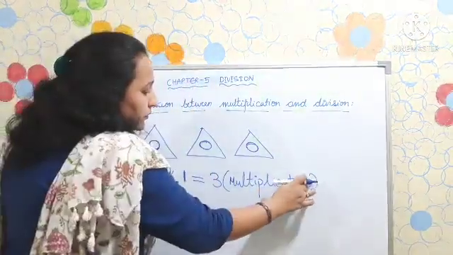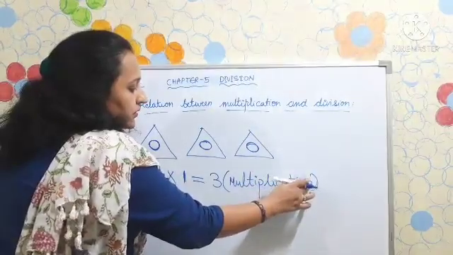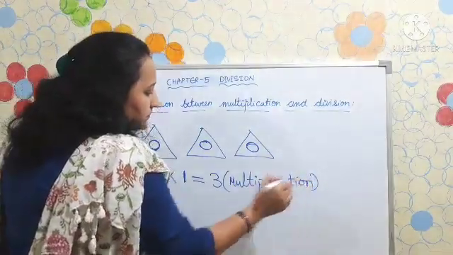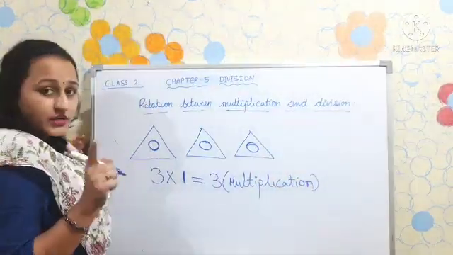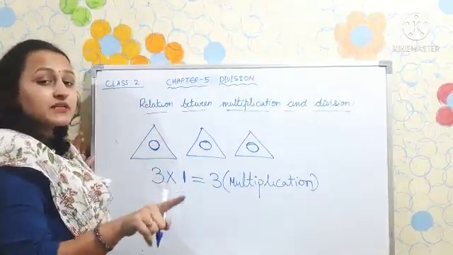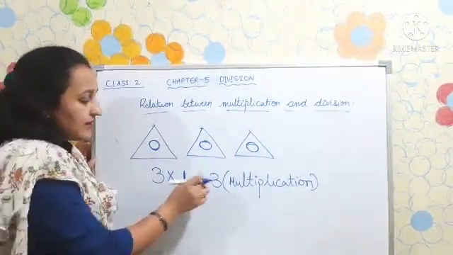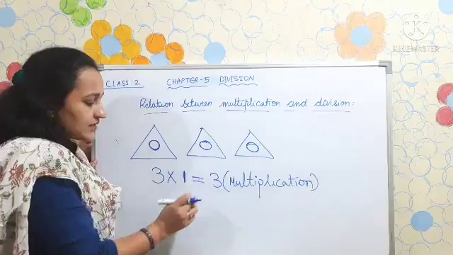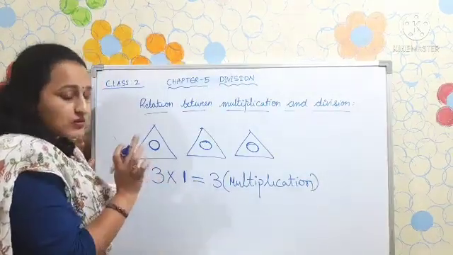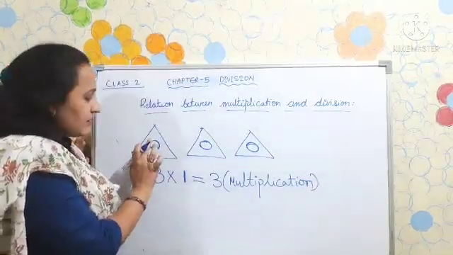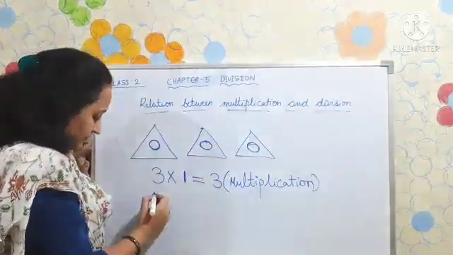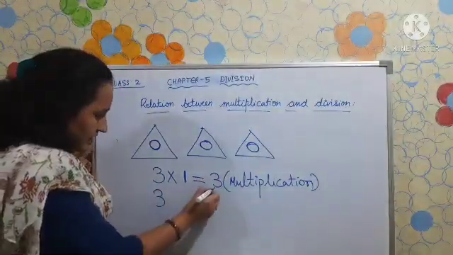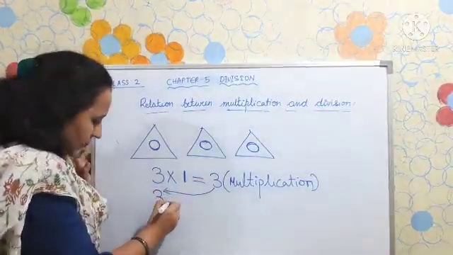Now I am going to do this as division. We already know multiplication and divisions are opposite to each other. So we are going to do this as divisions. First we are going to see how many circles are there. 1, 2, 3. So this 3 has come here.